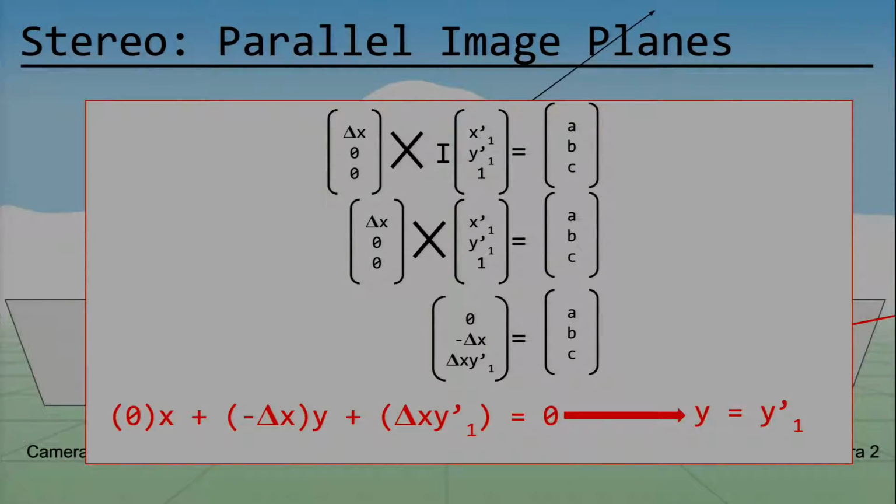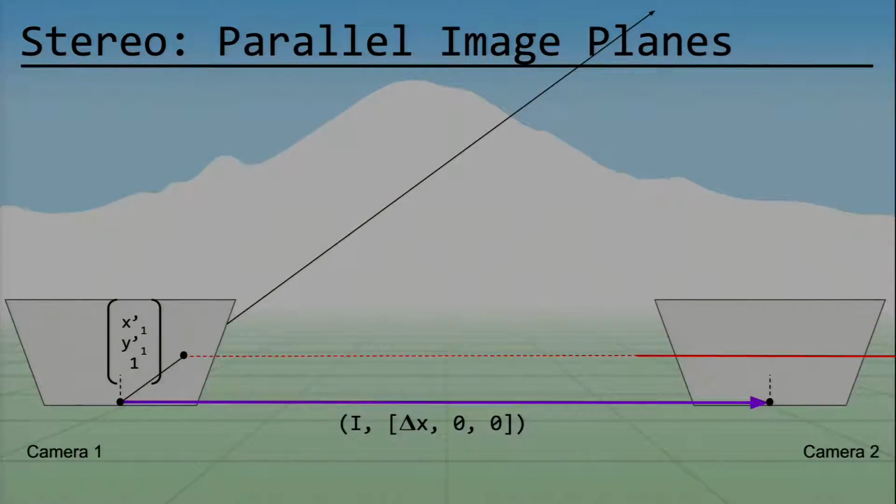If we plug this back into our original equation for our line, ax plus by plus c, so we plug in these coefficients here, here, and here, and set it equal to 0, what we get out of this is that the y value equals the y value in our first image. So we get a horizontal line where the y value is the same as the y value of our first image, which looks like this. Here, the epipolar line is now a horizontal line, and it has the exact same y value as the point from our first image.